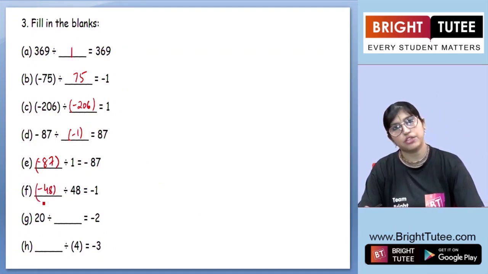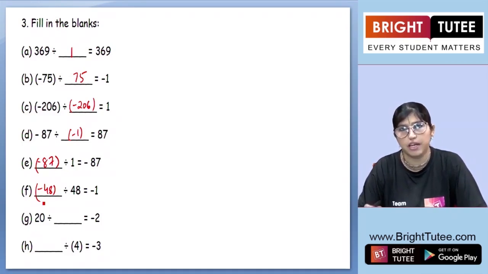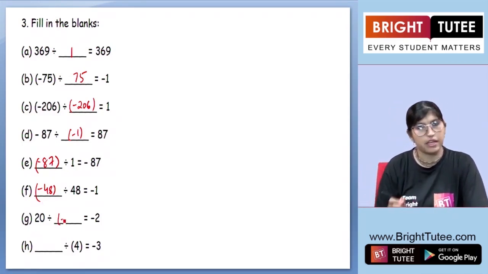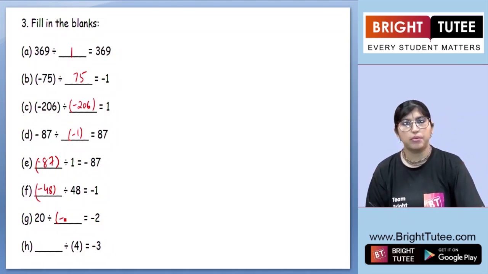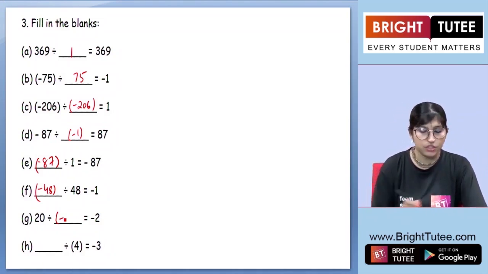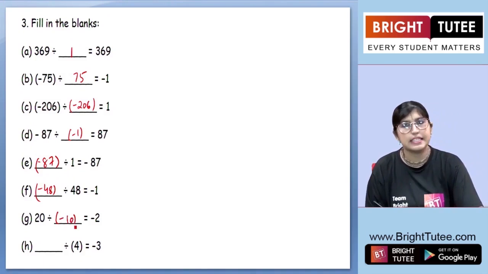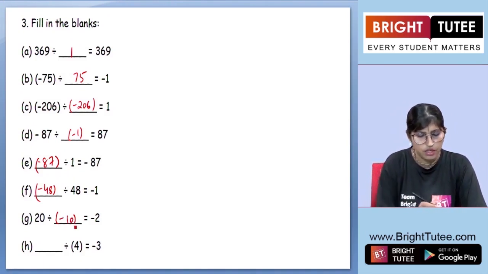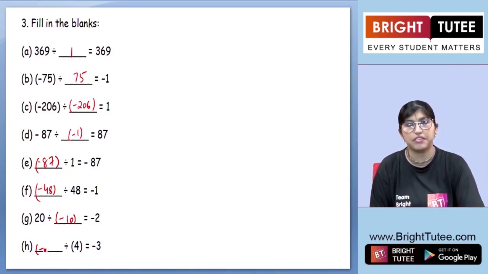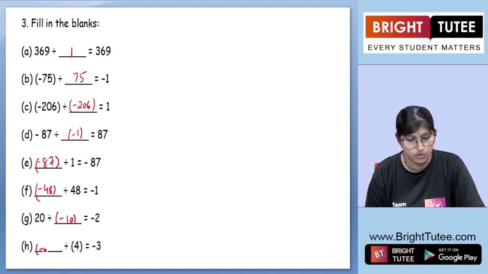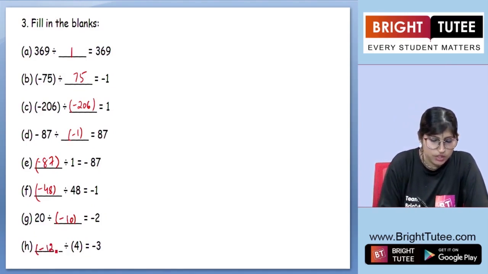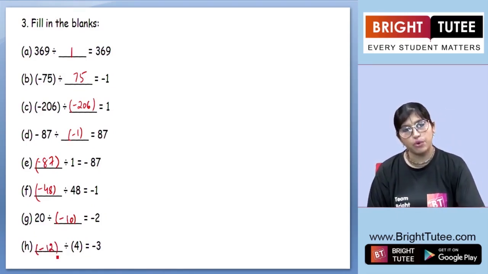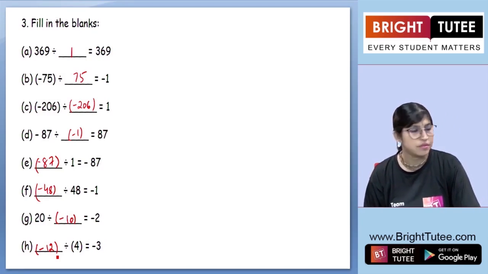How about 20? 20 shall be divided by which integer to get minus 2? First of all, we'll write minus, because we need the final answer as minus of something. So what shall it be divided by so that we'll get minus 2? So that will be minus 10. Over here, we'll be writing minus because we need the final answer as a negative integer. So what shall be divided by 4 to get minus 3? So we'll be getting 12. If we divide it by 4, we'll be getting minus 3.